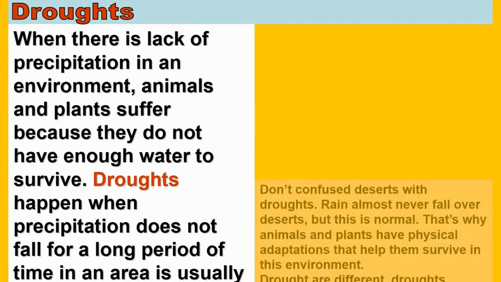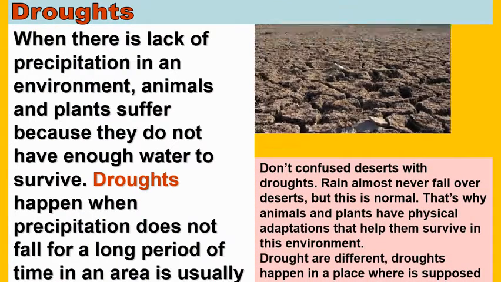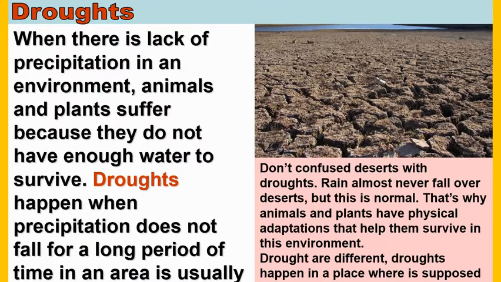When there's a lack of precipitation in an environment, animals and plants suffer because they do not have enough water to survive. Droughts happen when precipitation does not fall for a long period of time in an area that usually gets rain and snow. Don't confuse deserts and droughts. Rain almost never falls over deserts, but this is normal. That's why animals and plants have physical adaptations that help them to survive in this environment. Droughts are different. Droughts happen in a place where it's supposed to rain, but for some reason it doesn't for a long time.